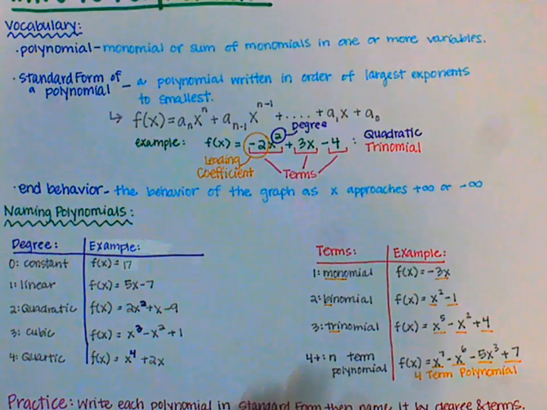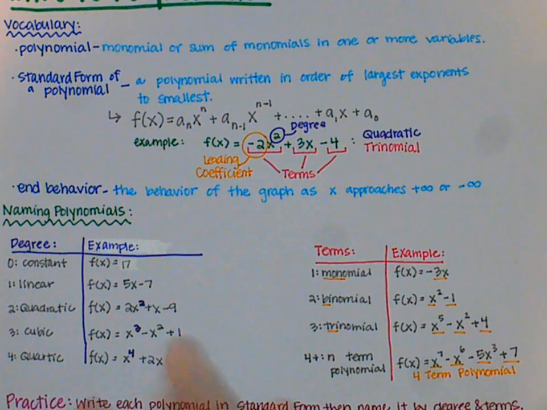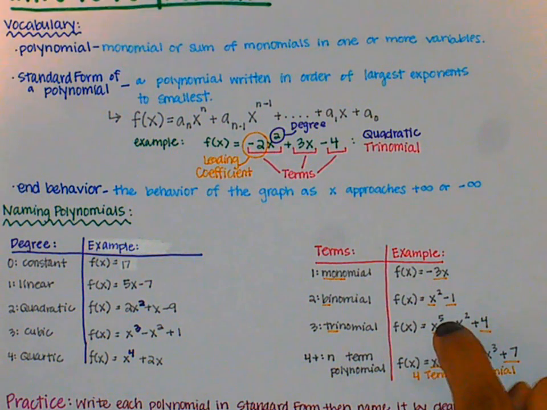I want to distinguish between these two. So say, for example, this one here. The degree is a 5.